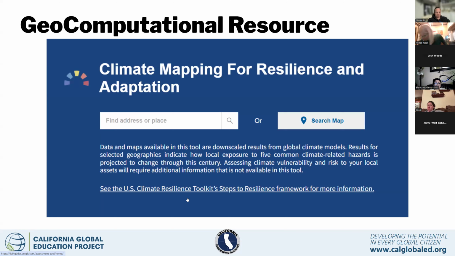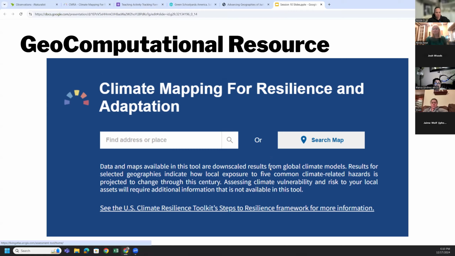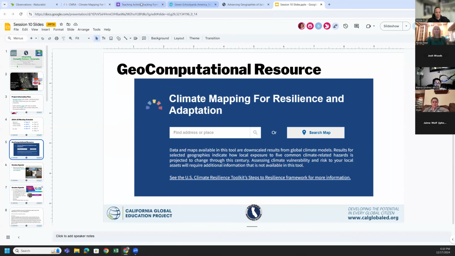Often in these meetings, I want to share one resource. So you're like, geez, that meeting was a waste of time, but at least Tom shared one useful thing. So today's entry in that slot is something that I came upon that I'm kind of surprised I didn't know existed. Has anybody used this climate mapping for resilience and adaptation? No? So I'll show you an example of it.